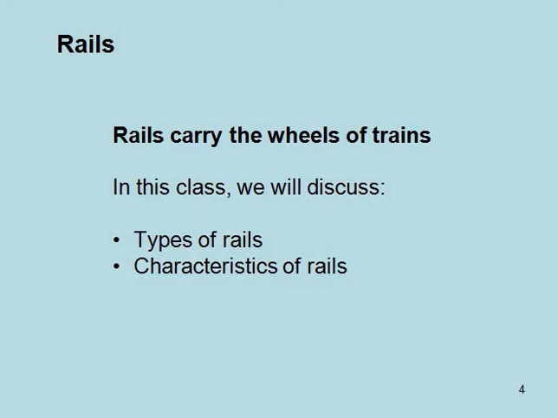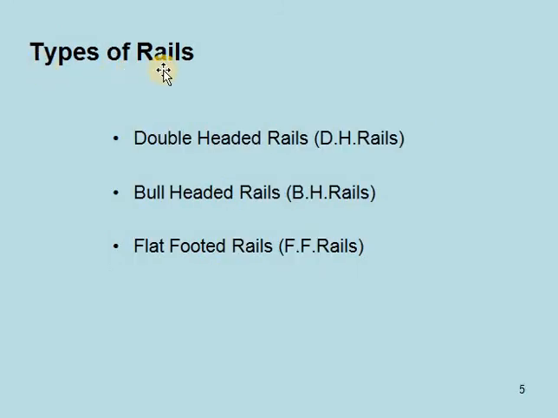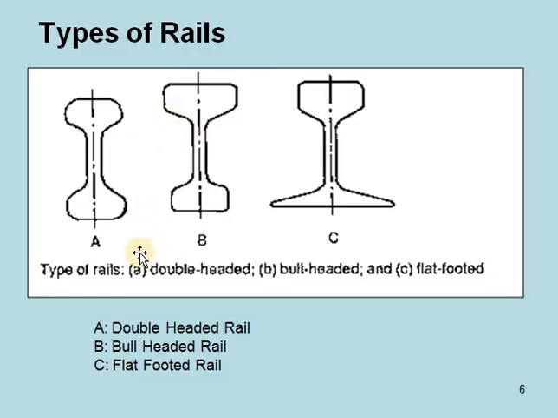Rails carry the wheels of trains; the train travels on the rails itself. Types of rails: double headed rails, that is DH rails, bull headed rails, that is BH rails, and flat footed rails, FF rails. Remember, these three rails are very important. These are the diagrams you can see.